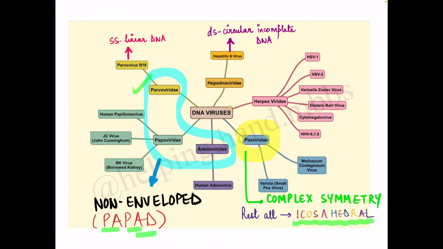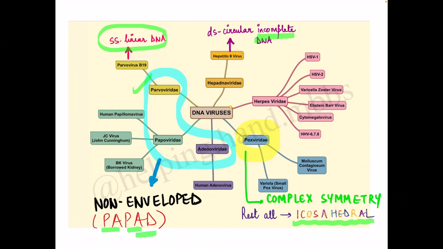Their symmetry is icosahedral, except this one virus family, the poxviridae, which has a complex symmetry because of its very large size. Not because, but it has a complex symmetry. Okay, then important thing, all of them have a double-stranded DNA, but parvovirus B19 is one virus which has a single-stranded linear DNA. And hepatitis B virus, although it has a double-stranded circular DNA, has an incomplete DNA.